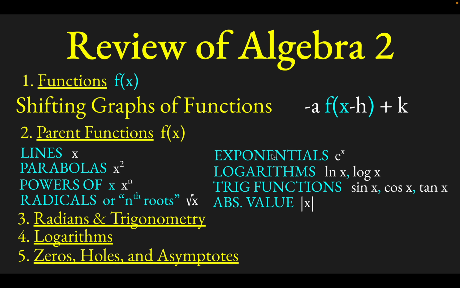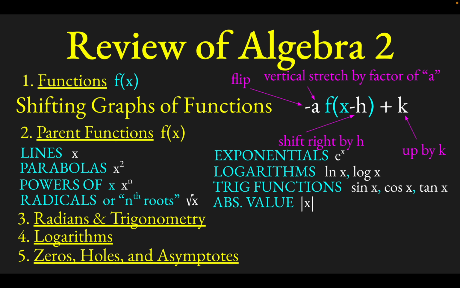So for example, if you have this f of x and you modify it by putting these other parameters a, h, and k around it, you'll notice that this negative sign in the front would flip the function upside down. The a value would stretch the function vertically by a factor of a. This h value would shift the entire graph to the right, and this k value would shift the entire graph upward. And so we'll look at a few specific examples of that later.